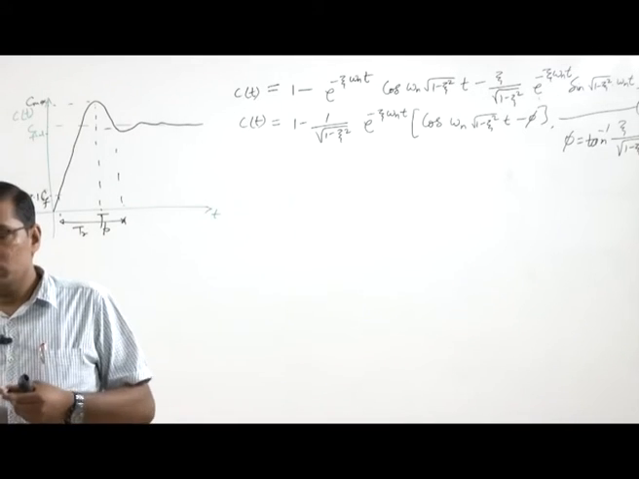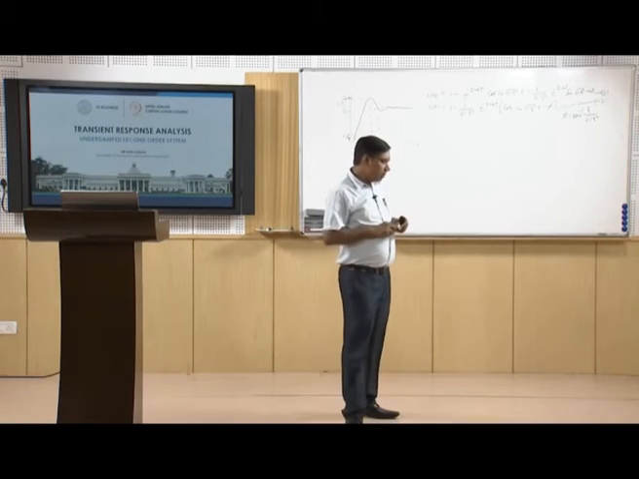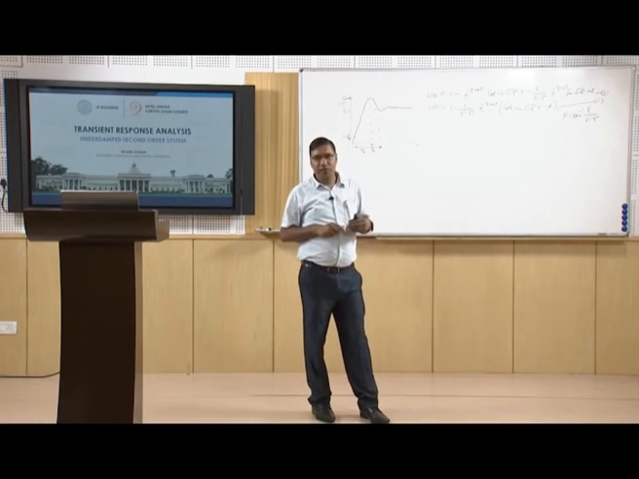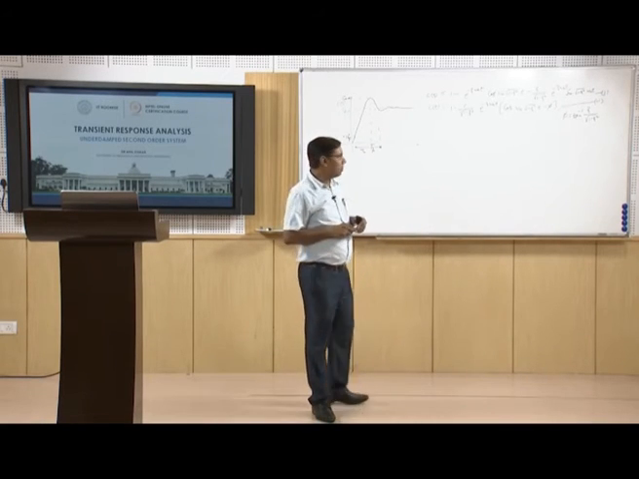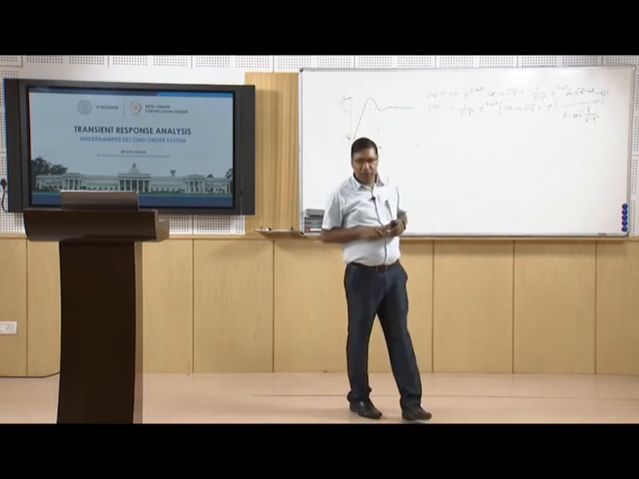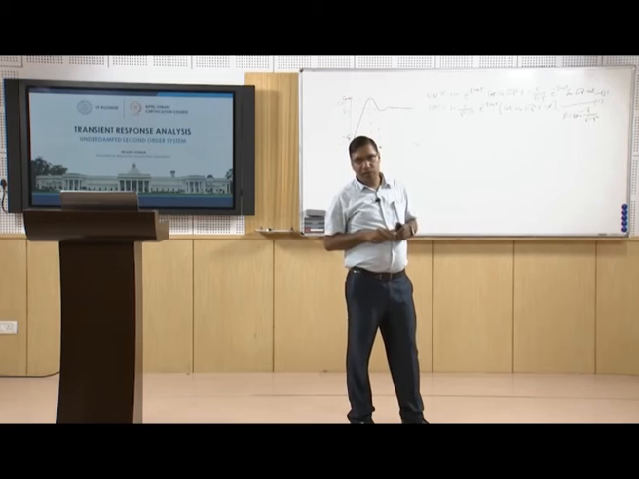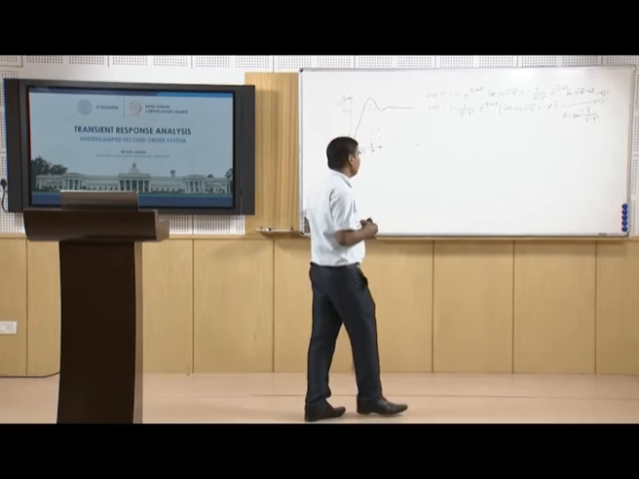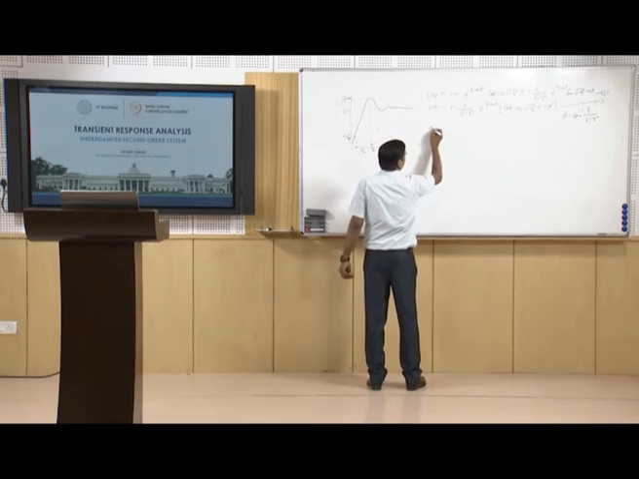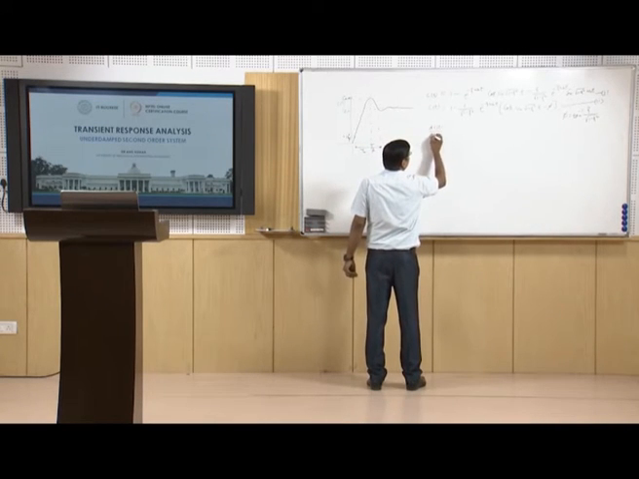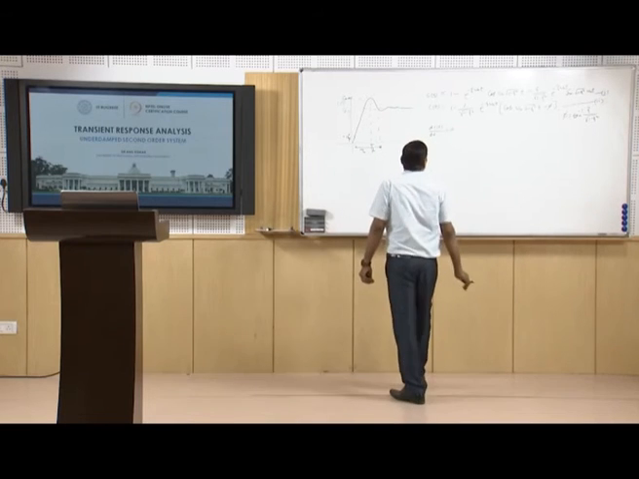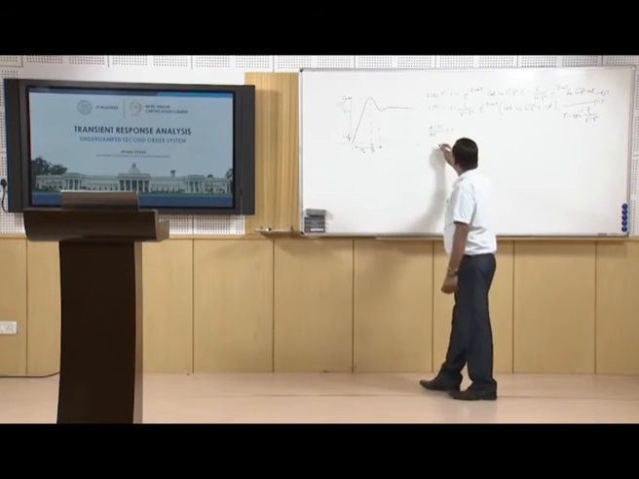And if we want to get the peak time, we must know that peak time is the time when the response is maximum, the first maximum occurs. So if we take the first derivative of this response and equate it to 0, that will give the idea of peak time. So dc(t)/dt equal to 0. So let's take the first derivative of this.